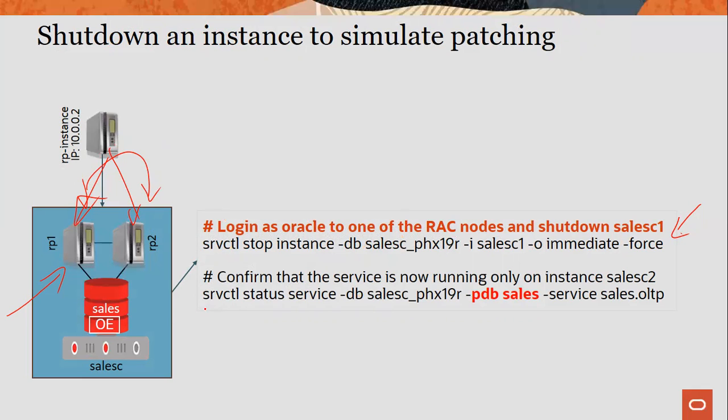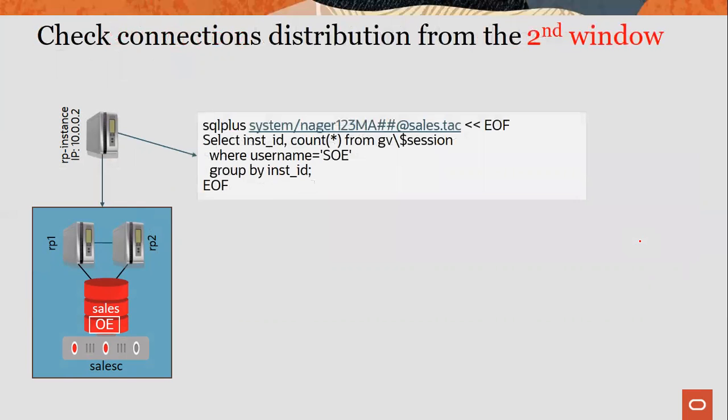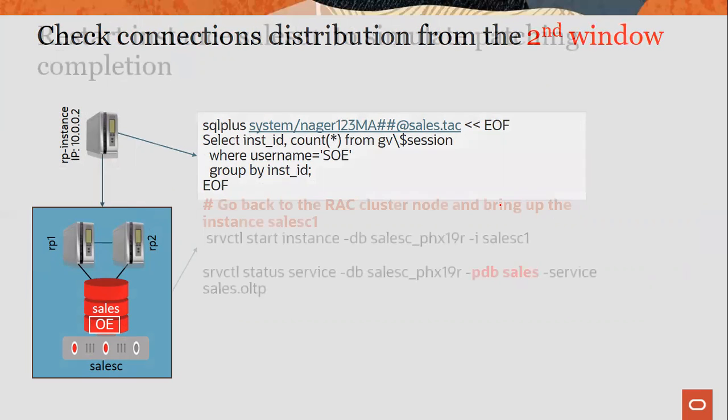And then after shutting down, you can see the service is running on only one instance, just to show you that. After that, after the connections are failed over, the application is still running, right? You can see how the data is getting populated. So it will continue. So let's say now we've done the patching and now we want to just restart that instance. So we will do that. But before you do that, you can see, again, the rows are continuously increasing because the program is still running.